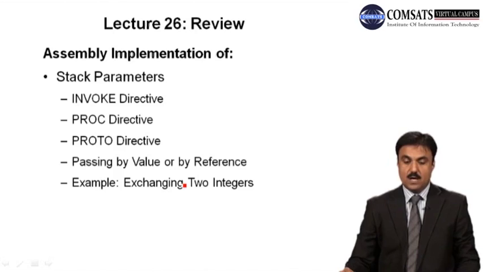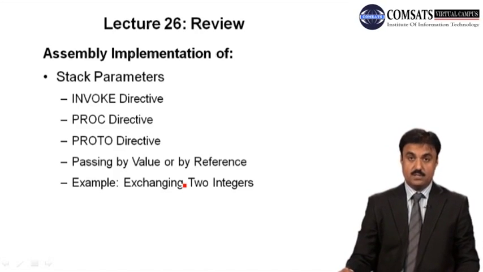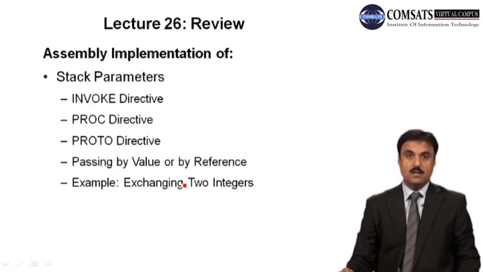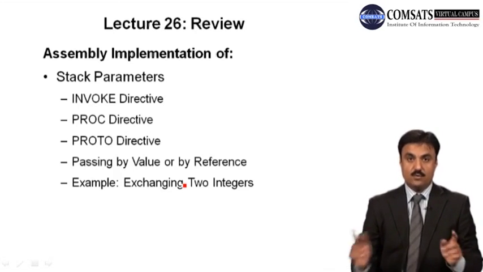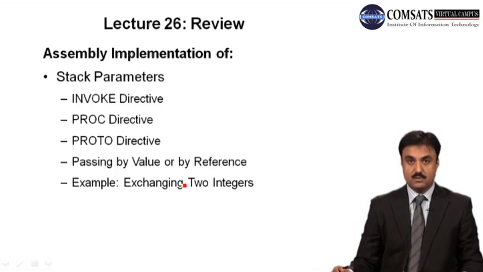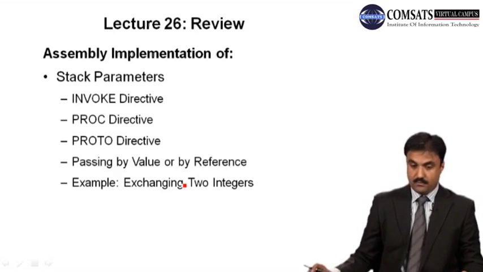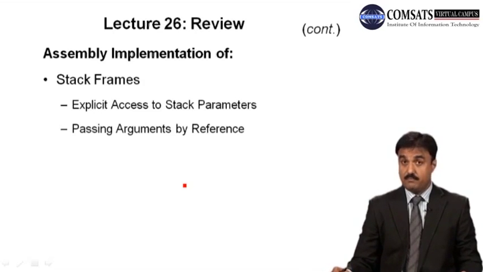After that we discussed how we can pass arguments by value and by reference. In by value we were merely transferring the values of variables or registers, and by reference we were transferring the addresses of variables. Then we did one example which included the exchange of two integers. For example, if we pass two variables and their addresses, how can we exchange the values of the two variables between them? After that we discussed the stack frame.